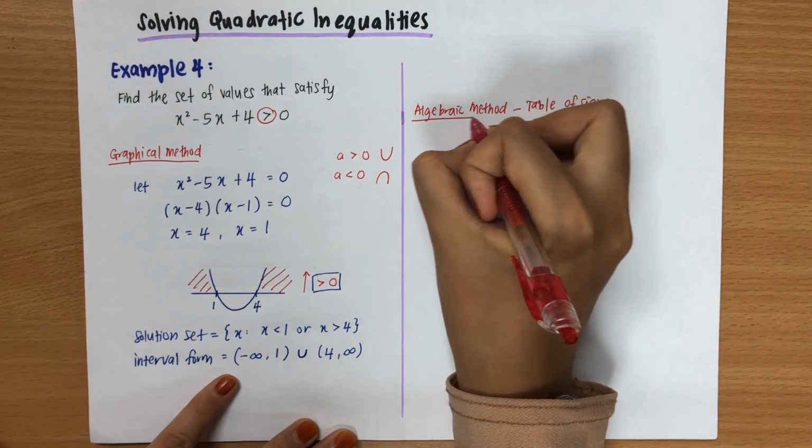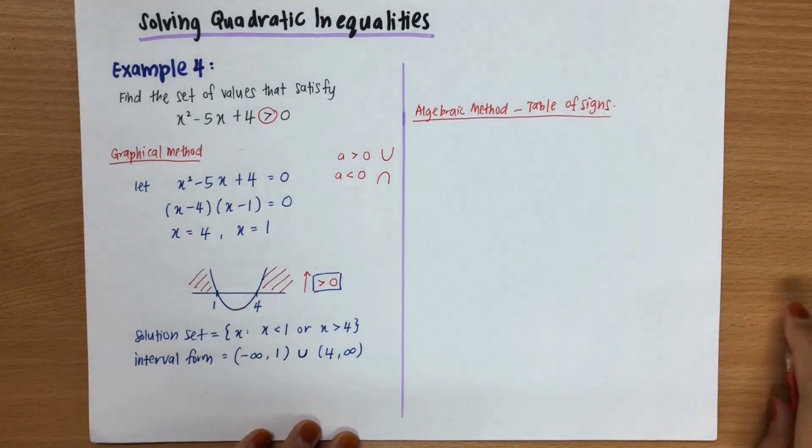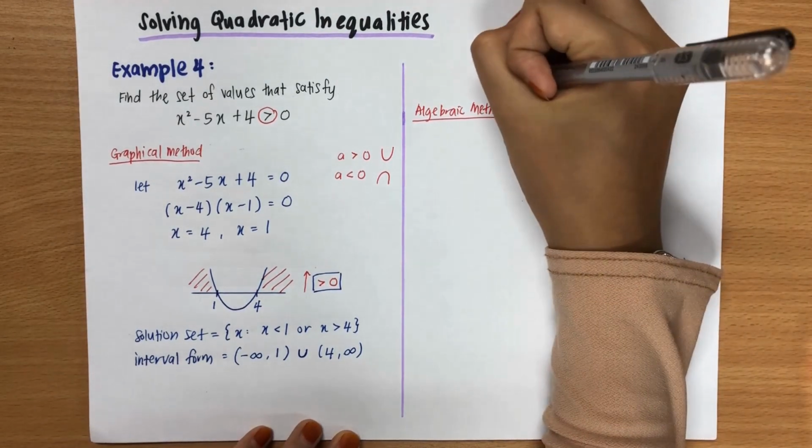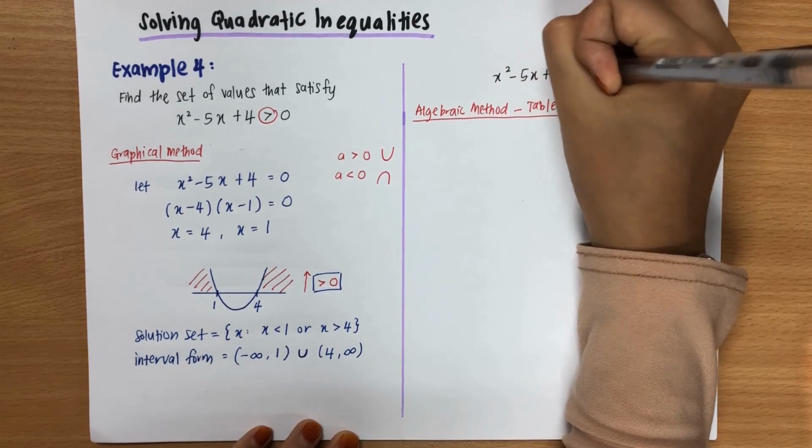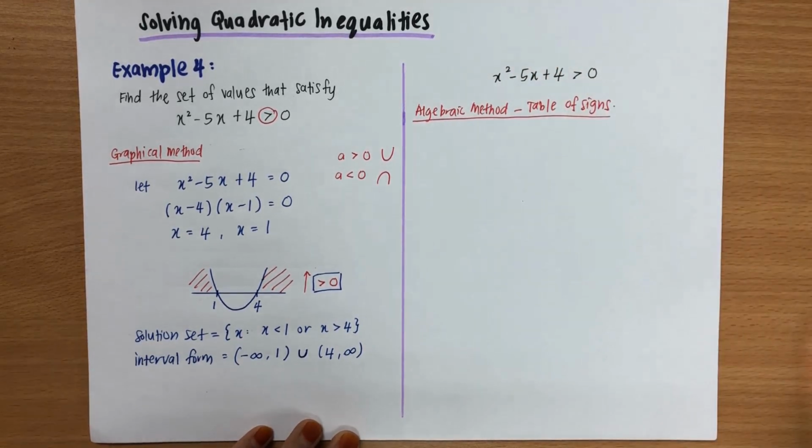Okay, this is the second method. Same question: x squared minus 5x plus 4 is greater than 0. Solve by using the table of sign.